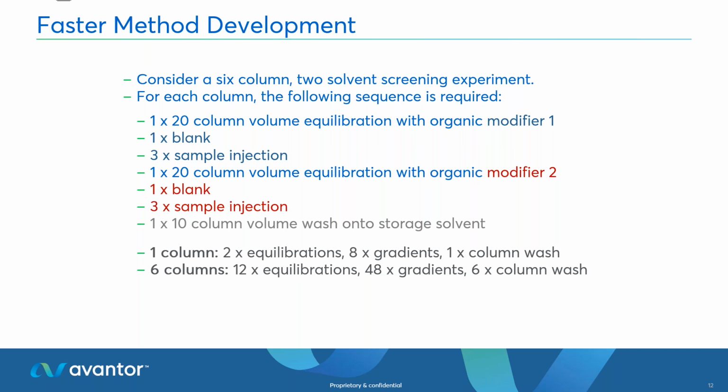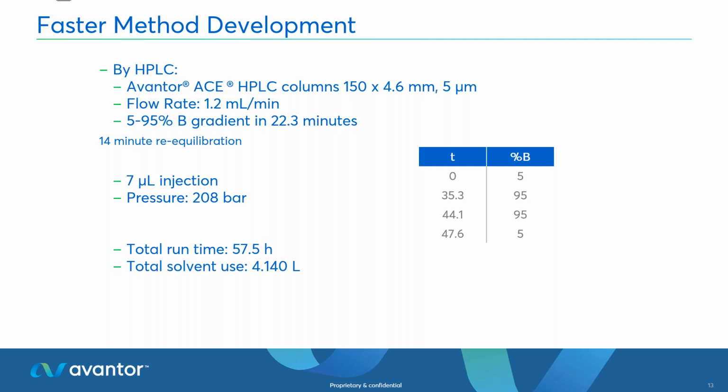If you're doing that with 6 columns, obviously it's 6 times that amount of runs. So the reason we like moving to a smaller column dimension is, if you're running this on a 150 by 4.6, 5 micron, so standard HPLC dimension columns, using those details that I specified in that K-star equation, the full run is 57.5 hours. So you can't run that overnight. That's going to take a couple of days. And it also uses 4 liters of solvent.